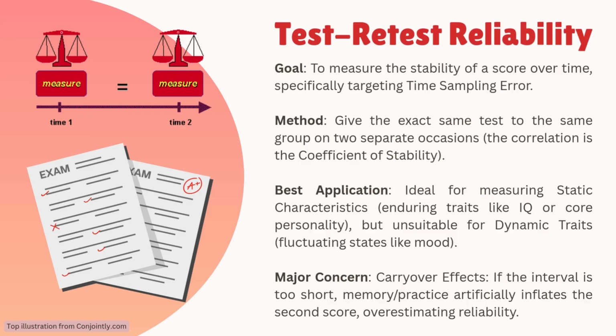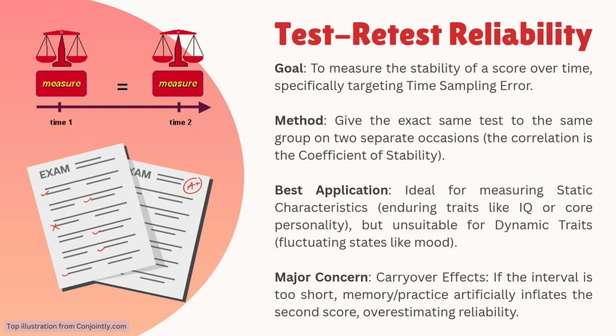If you notice, I mentioned stable traits, not just any trait. This is because this method is perfect for measuring static or stable characteristics, because these are traits that are supposed to be enduring and relatively unchanging regardless of time, like your core personality or your general IQ. So this means you do not use test-retest reliability when measuring the opposite, which are dynamic traits which change quickly over time.